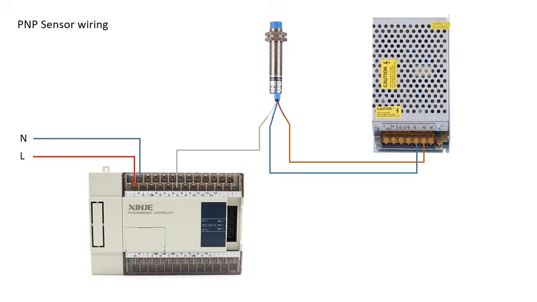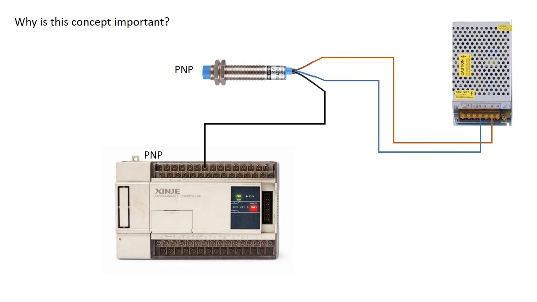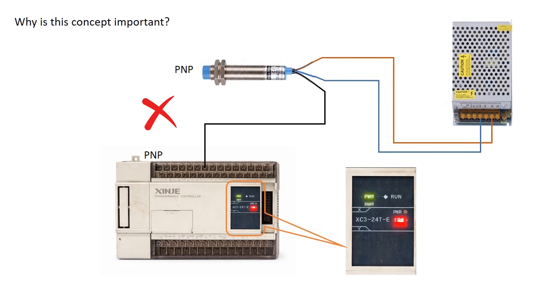Now let's look at the PLC side wiring. For a PNP sensor configuration, the PLC COM terminal is connected to the negative terminal of the power supply. In this arrangement, current flows from the power supply to the sensor first, then to the PLC, and finally returns to the power supply. Why are these concepts so important? If the wiring is done incorrectly, the PLC may not detect input signals properly. In the worst case, it can even damage the PLC.